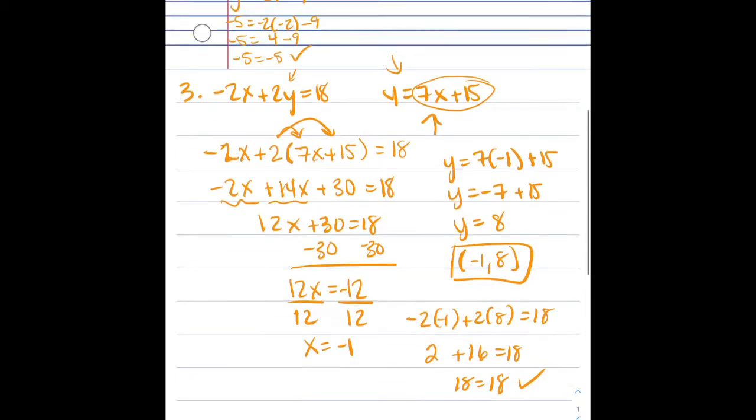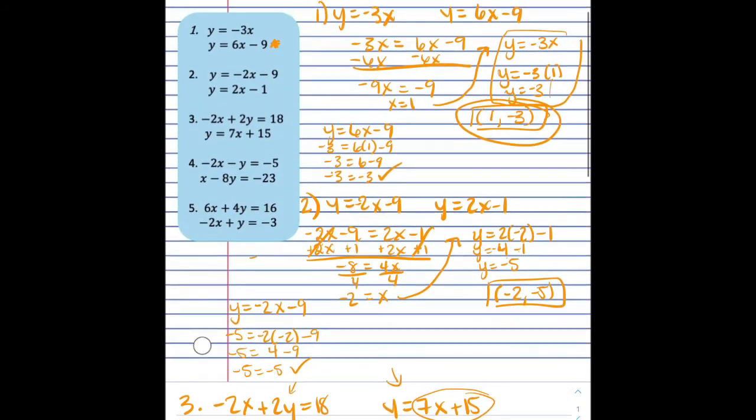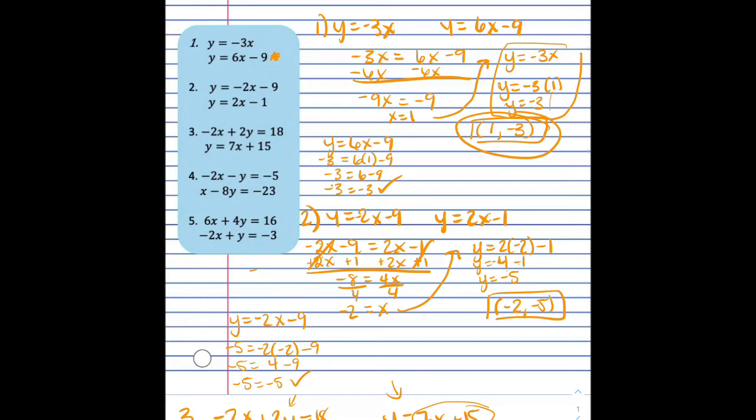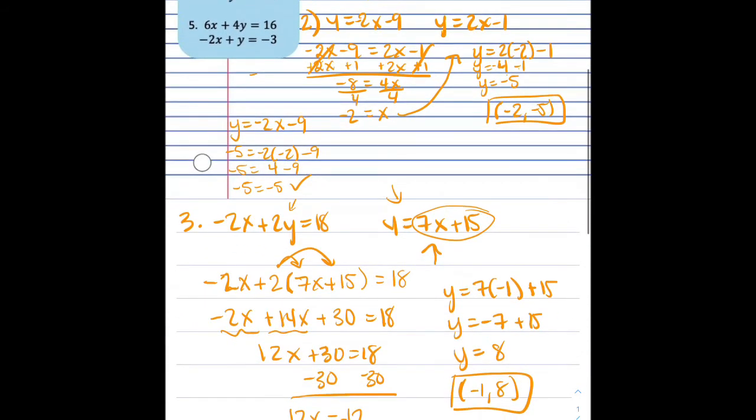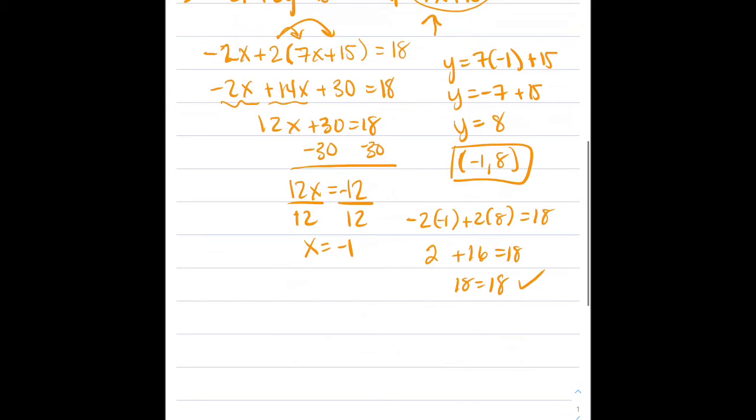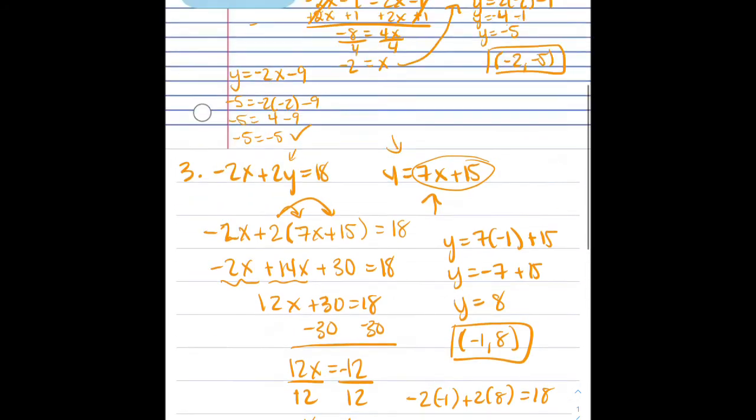So on this one, instead of saying, well, because y equals this and y equals that, I can set those two things equal to each other. All I did was say, well, y is 7x plus 15, so I'm just going to plug that in on number 3. So number 4, we have the same idea. I'm going to do that again.